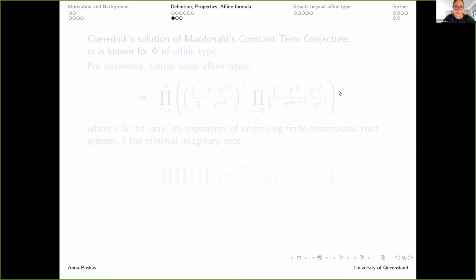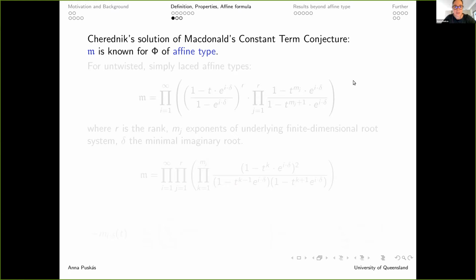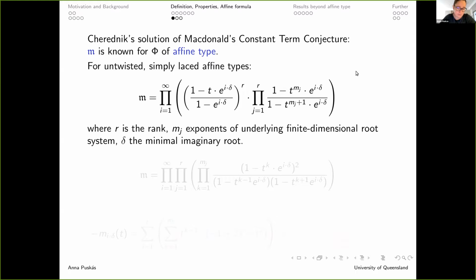So I want to say a few things about what is true for M in affine type. Again, this is known by Cherednik's solution of Macdonald's constant term conjecture. If you have looked at affine versions of some formulas from p-adic representation theory, then this shape of the formula given for M might be somewhat familiar. It's expressed as an infinite product over 1 minus t times some imaginary root factor, with the multiplicity, so the rank, and then a product that involves the exponents of the underlying finite dimensional root system. Again, here delta is the minimal imaginary root.